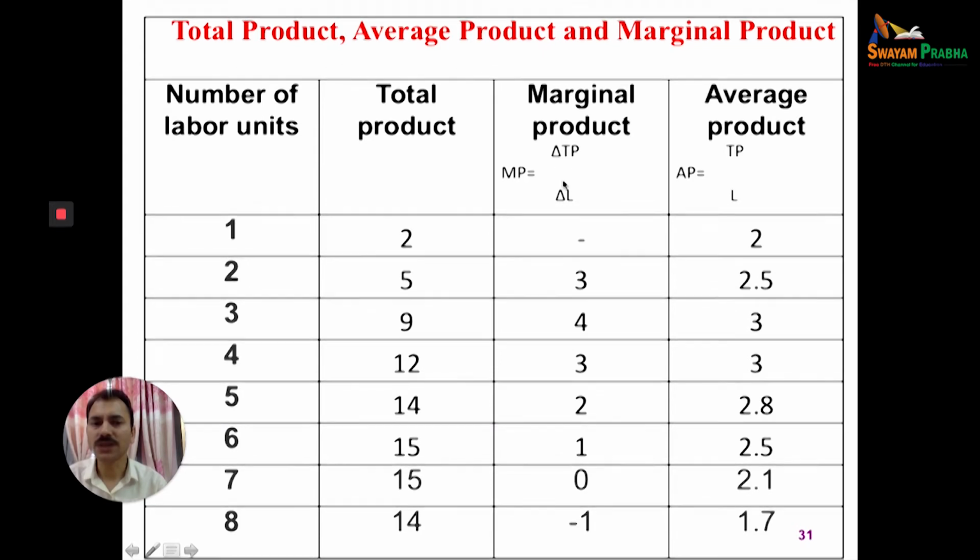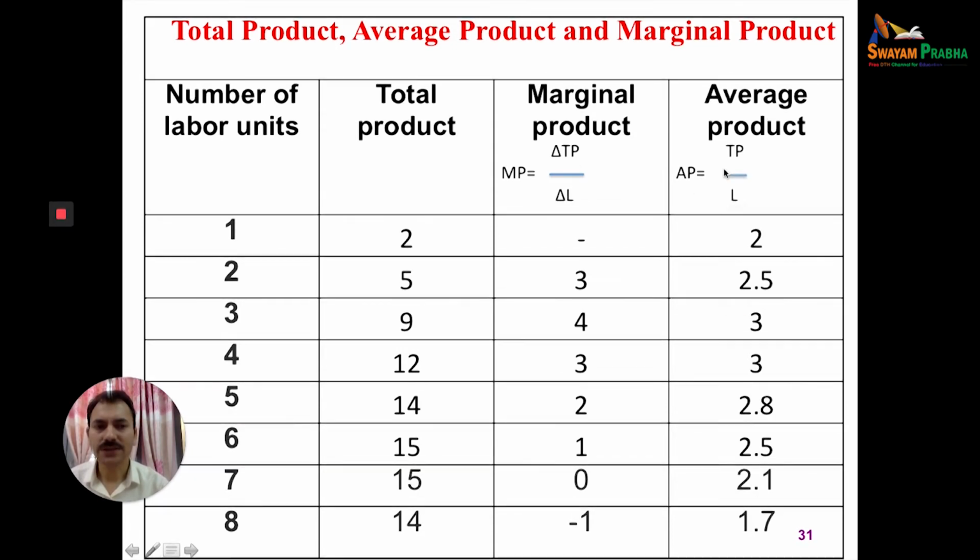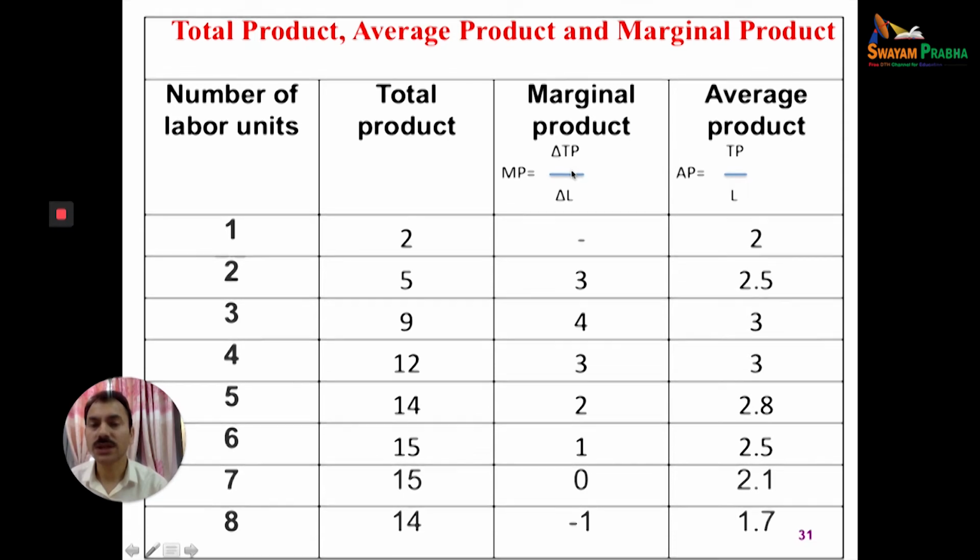Whereas marginal product is the change in total product divided by the change in labor, delta TP divided by delta L. And average product is total product divided by labor. Now, marginal product means the extra change in total product due to a change in labor.